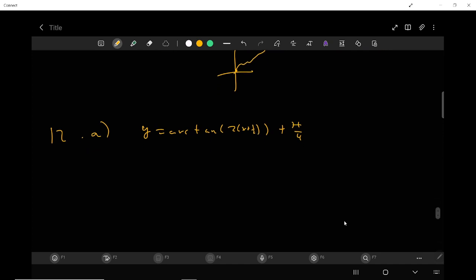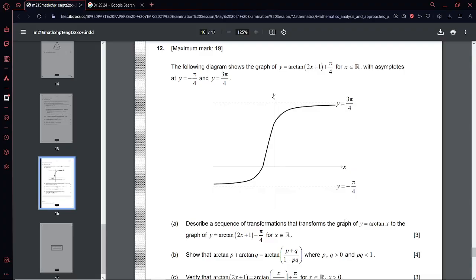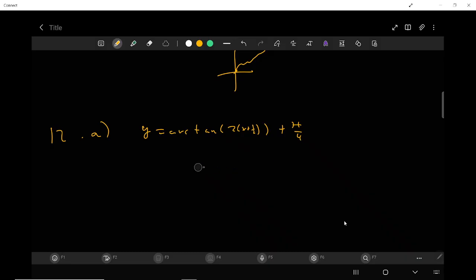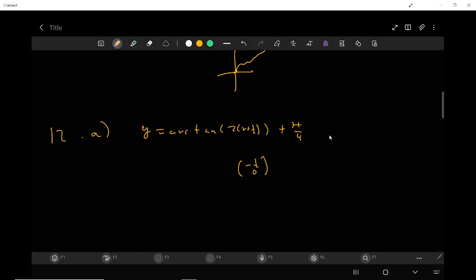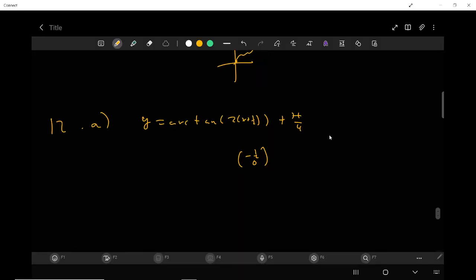So could we just argue that it's maybe a horizontal translation? Like minus a half, 0. If it has gone half to the left, you can see on the diagram, it usually goes through 0. And then the 2, I'm not sure about this, but I think that's a half, and plus pi over 4. Okay, anyway, so this is horizontal.